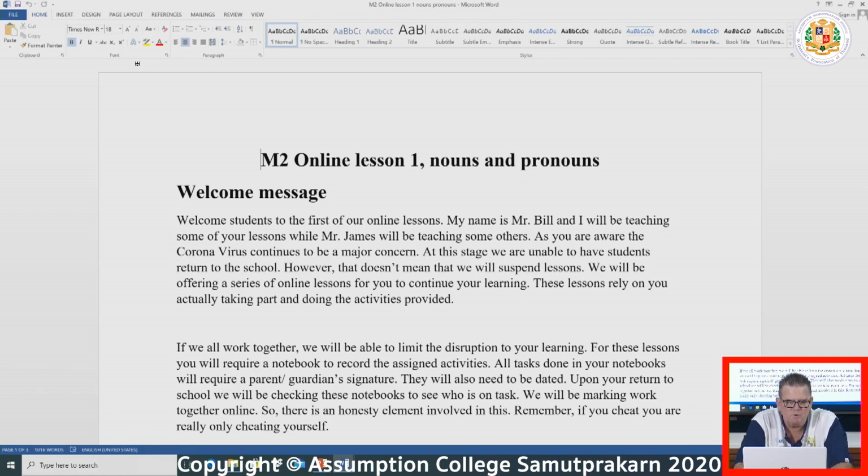For these lessons, you will require a notebook to record the assigned activities. All tasks done in your notebooks will require a parent or guardian's signature. They will also need to be dated. Upon your return to school, we will be checking these notebooks to see who is on task. We will be marking your work together online, so there is an honesty element involved in this. Remember, if you cheat, you are really only cheating yourself.